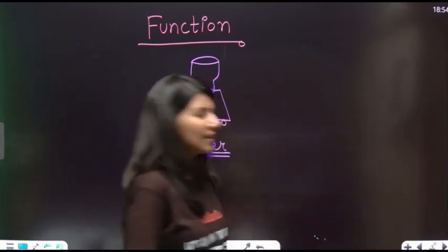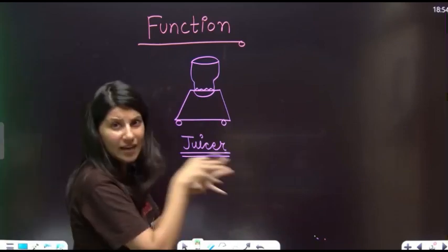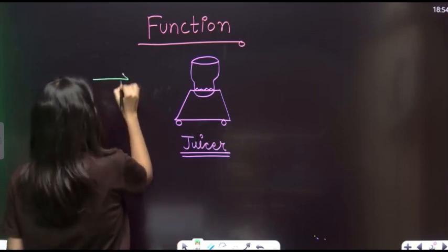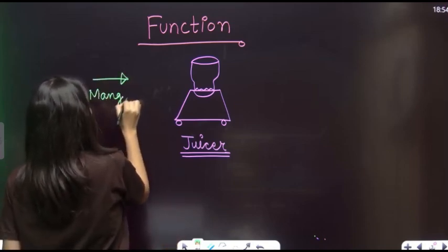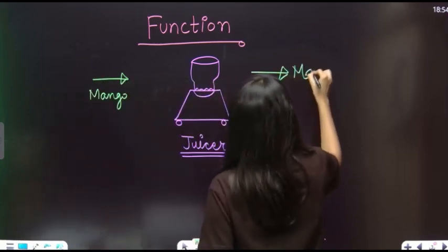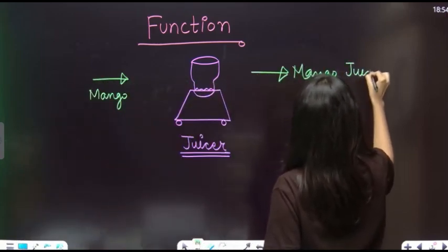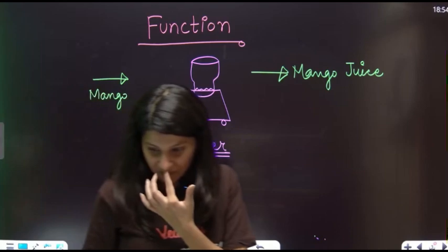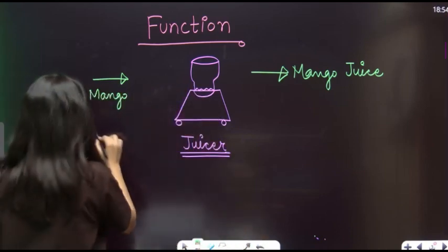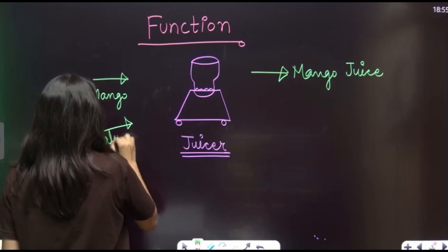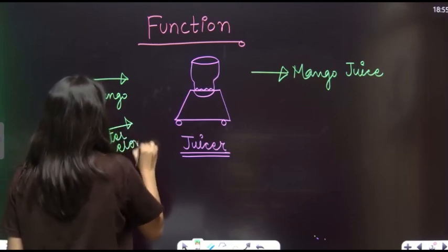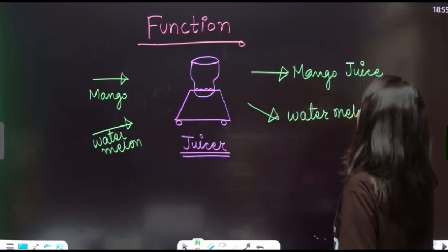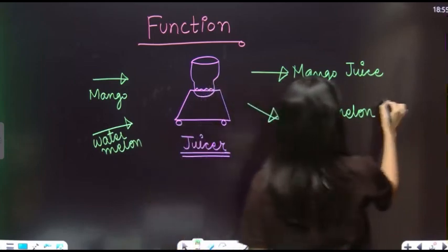Now tell me one thing, I should put something in. How does this mixer work? How does this juicer work? So if I put mango, how many of you like mango? Then what do I get? I get mango juice, okay. Then if we put watermelon, then we are going to get watermelon juice, okay? Depends on input, we are going to get the output. Yes or no? Watermelon juice.